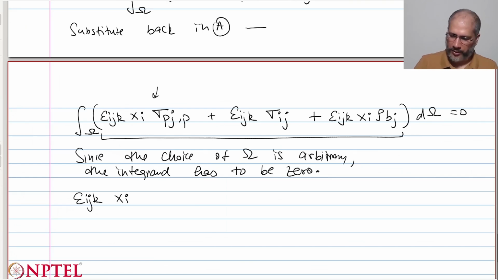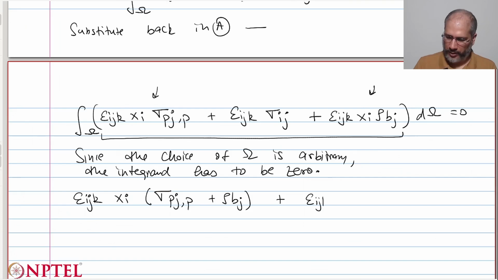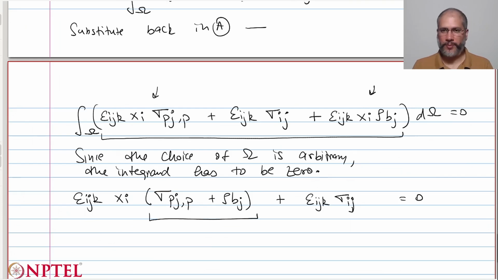So I'll combine the first and the third term together. So epsilon_ijk x_i becomes common, and then we have a sigma_pj comma p plus rho b_j, and then we have the third term, which is epsilon_ijk times sigma_ij, and this is equal to 0. Now let's look at this term in parentheses, and this we had shown to be 0. So this is equal to 0, from the local equilibrium equation.